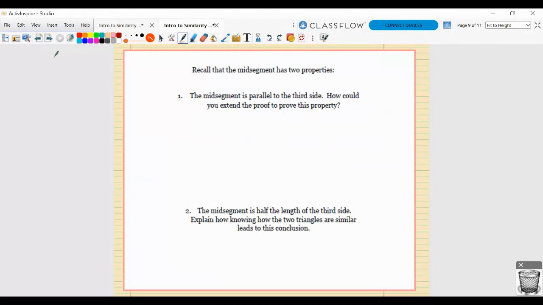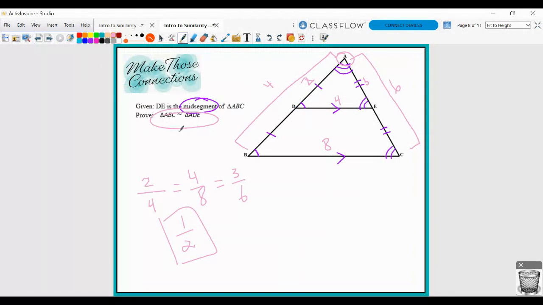Neat, right? So the midsegment's parallel to the third side. How could this proof, or how could you extend this proof to prove this property? We used this, but if I just told you that the triangles were similar, you could use the converse of the corresponding angle theorem to figure it out, right? If corresponding angles are congruent, then the lines have to be parallel.